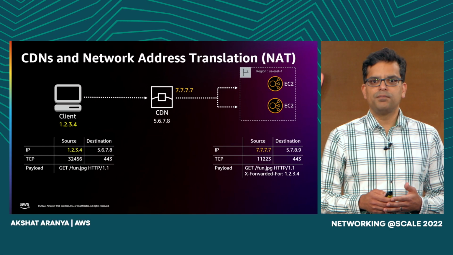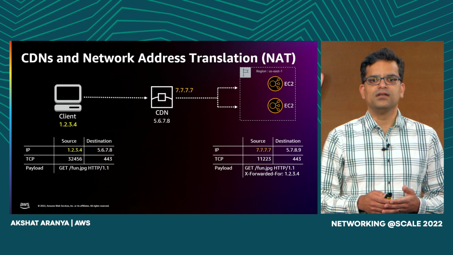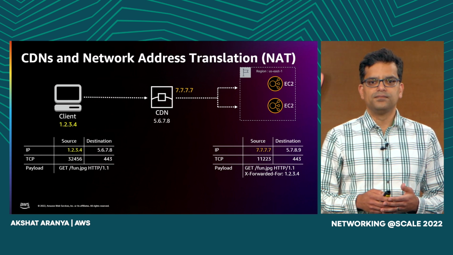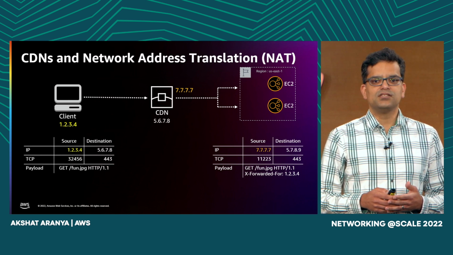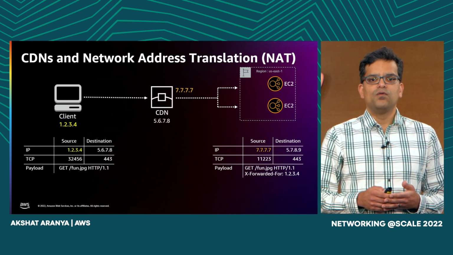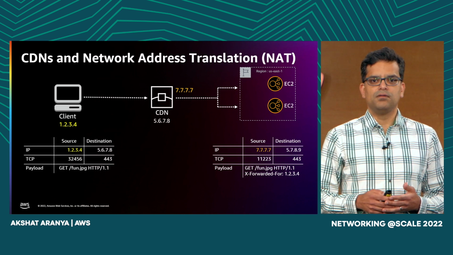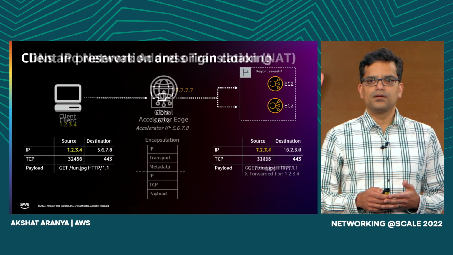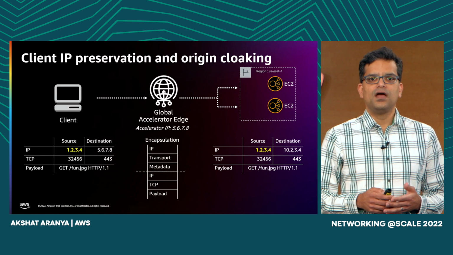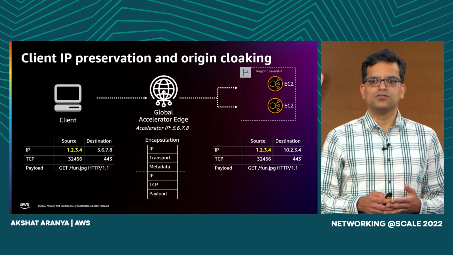For layer 4 load balancers, the edge host may use proxy protocol to pass on the client's identity to the origin. In either case, the application that's hosted at the origin needs to be aware that there's a proxy in the middle and the client's identity is encoded somewhere else in the received packet. When we initially launched Global Accelerator, this was a mode that was used for routing. However, our customers overwhelmingly asked us to provide client IP preservation.